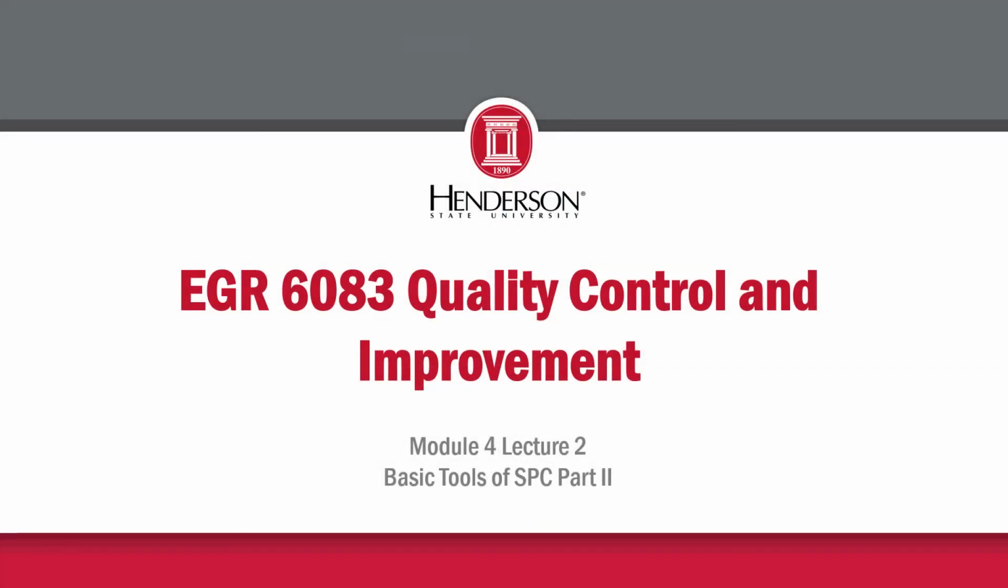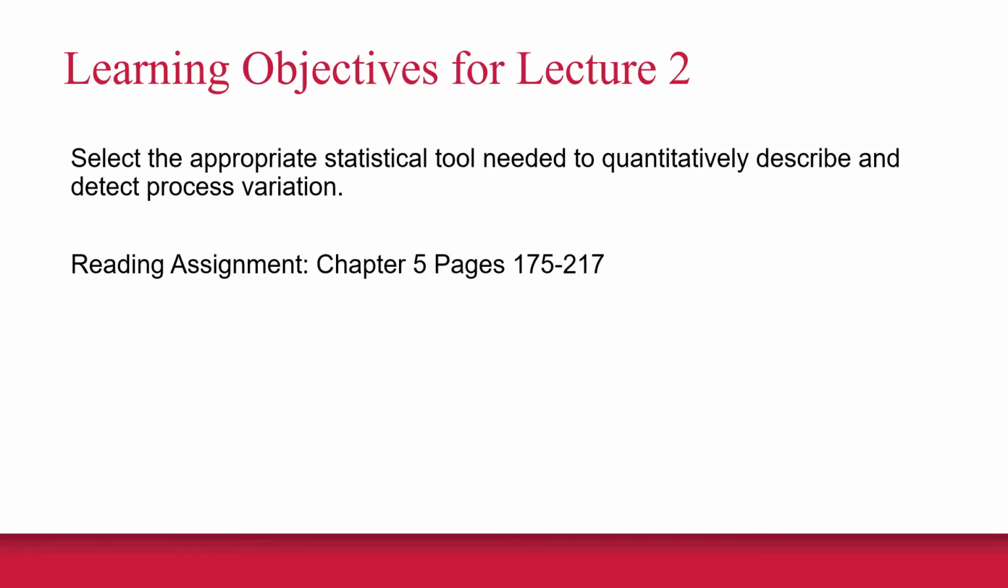Quality Control and Improvement, Module 4, Lecture 2, Basic Tools of SPC, Part 2. So, learning objectives for Lecture 2: we're going to look at different statistical tools needed to quantify, describe, and detect process variation. In the last lecture, we looked at one of the major ones, which was the control chart. Now we're going to look at some other ones that can also be very useful. Reading assignment is Chapter 5, pages 175 to 217.